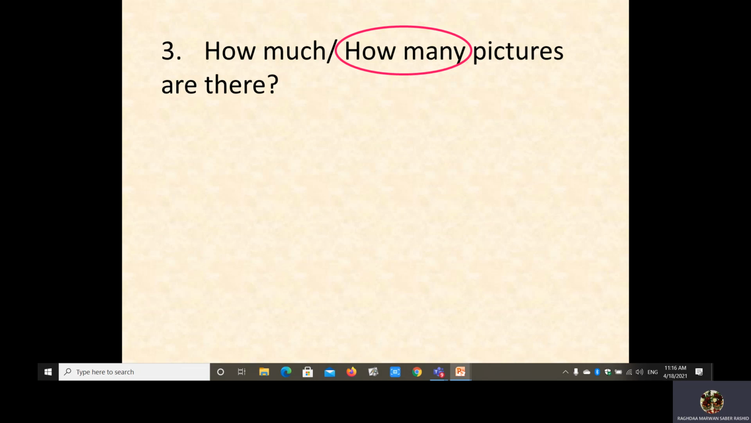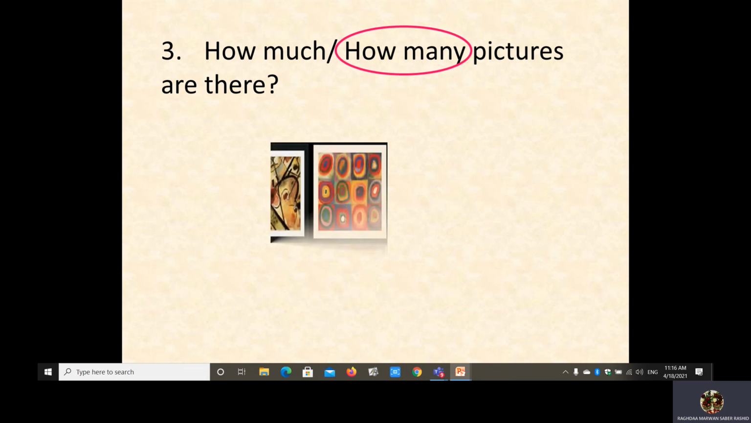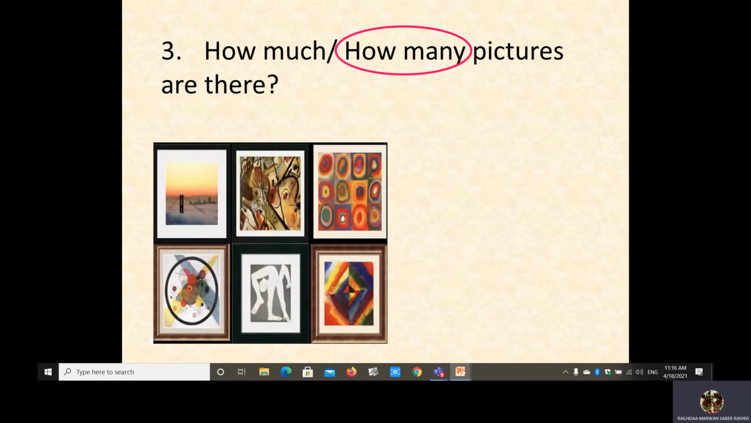Yes, of course, how many pictures, because we can count it. Look at the picture. How many pictures? There are 6 pictures. In this case, we use how many with countable nouns.